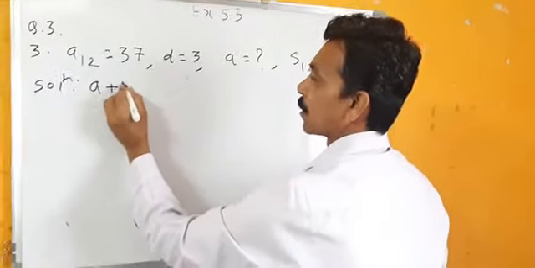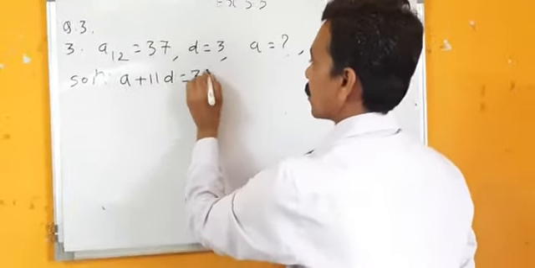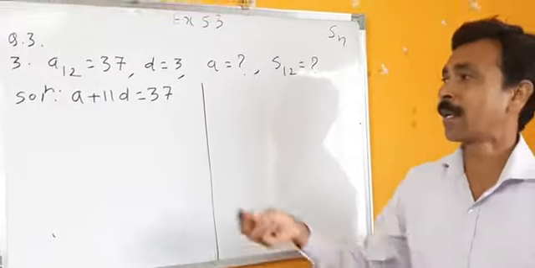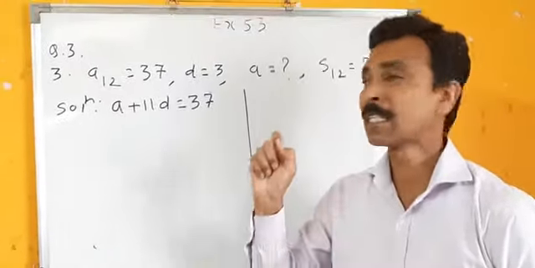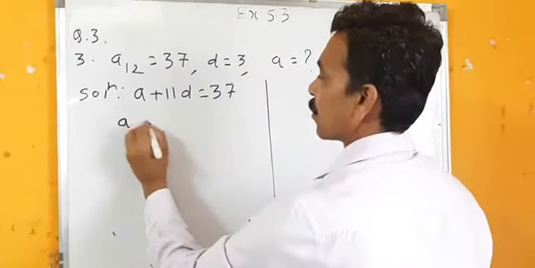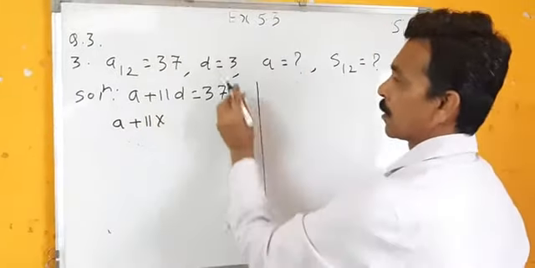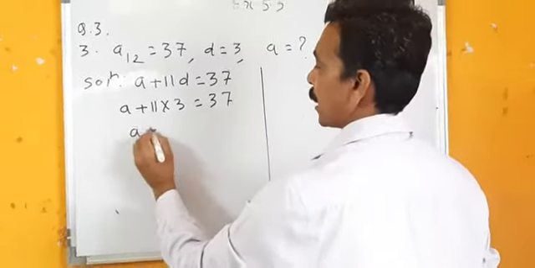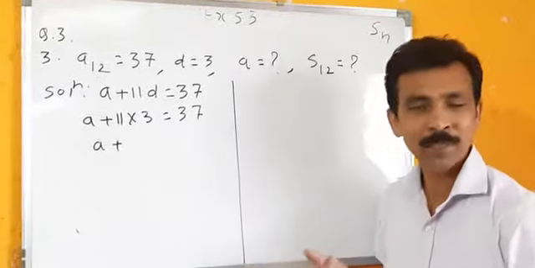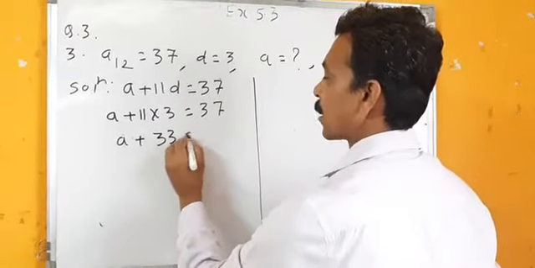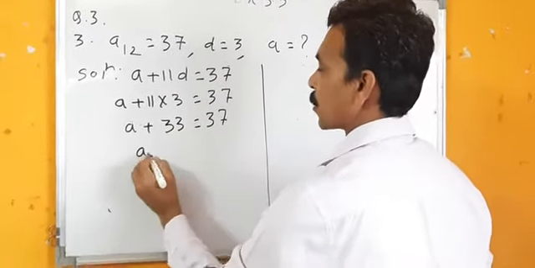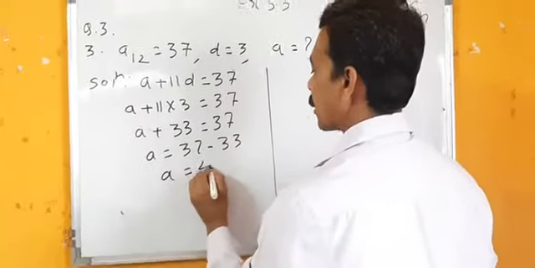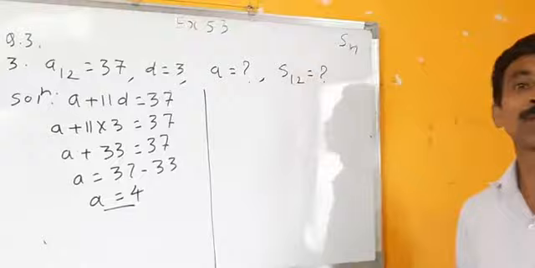A plus 11D is equal to 37. Why? Because it is given A12 is equal to 37 and A12 is written as A plus 11 into D. D is how much? 3 is equal to 37. A plus, what is 11? 3 is 33 is equal to 37. So A is equal to 37 minus 33. A is equal to 4.